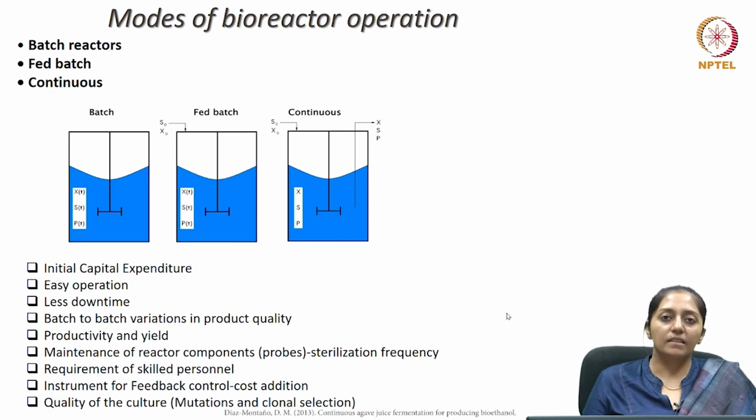Now, batch reactor, as you can see on the leftmost side of the slide, it is a closed system. There is no entry of any feed during the cultivation. So, one time added at the beginning and then finally the reactor is harvested after the cultivation period.